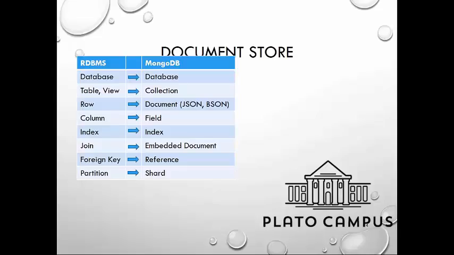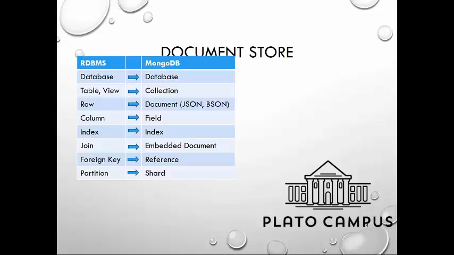The row, the same thing here comes with the JSON and BSON type. This is the particular file type that MongoDB uses to store the data. The columns are called fields here. Now the index in RDBMS is also in MongoDB. Index is a concept: if we keep an index in any database, it helps us get the data quickly. That index concept is in both RDBMS and MongoDB.